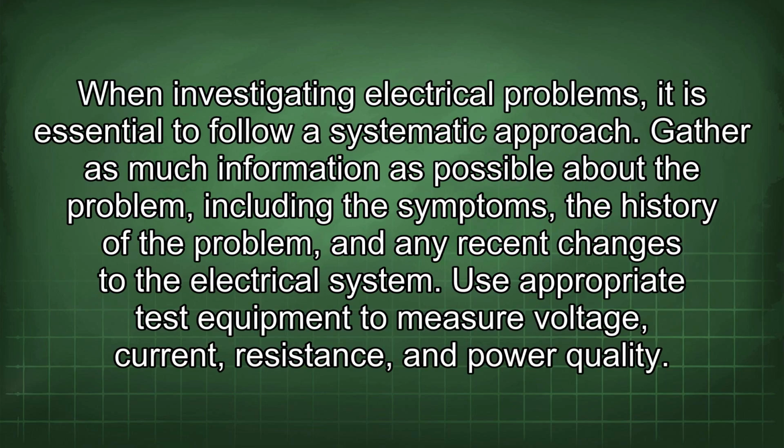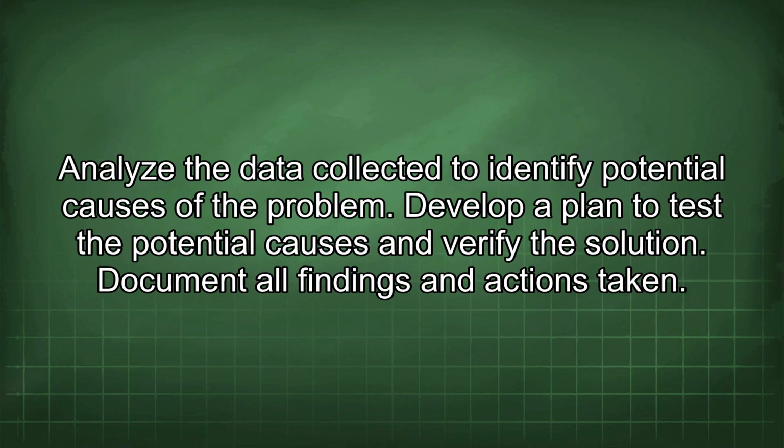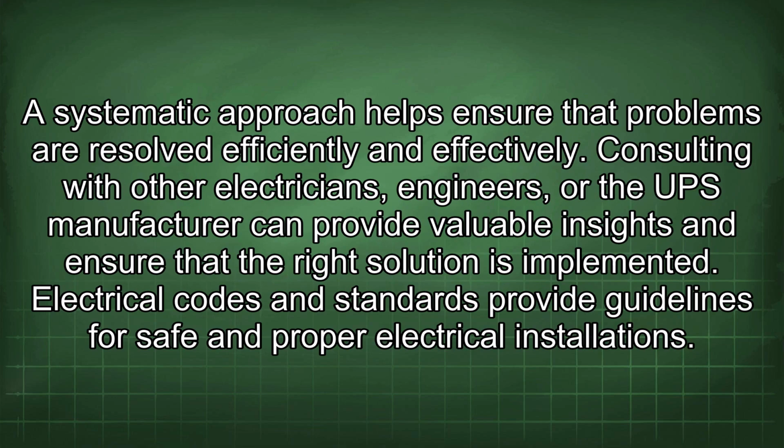When investigating electrical problems, it is essential to follow a systematic approach. Gather as much information as possible about the problem, including the symptoms, the history of the problem, and any recent changes to the electrical system. Use appropriate test equipment to measure voltage, current, resistance, and power quality. Analyze the data collected to identify potential causes of the problem. Develop a plan to test the potential causes and verify the solution. Document all findings and actions taken. A systematic approach helps ensure that problems are resolved efficiently and effectively.